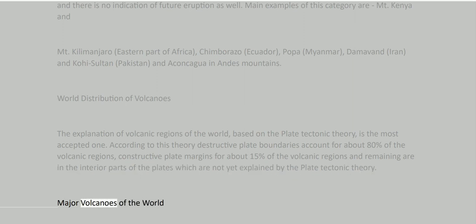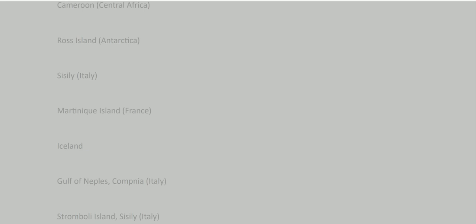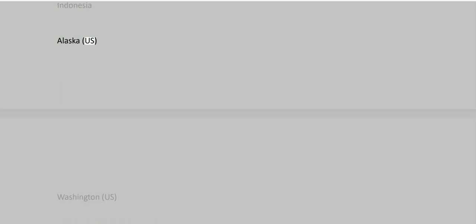Major volcanoes of the world. Volcano: Ojos del Salado, Cotopaxi, Chimborazo, Popocatepetl, Mauna Loa, Mount Cameroon, Mount Erebus, Mount Etna, Mount Pelee, Hekla, Mount Vesuvius, Stromboli, Krakatoa, Mount Katmai, Mount Rainier, Mount Shasta. Country: Argentina, Chile, Ecuador, Mexico, Hawaii Island, Cameroon, Central Africa, Ross Island, Antarctica, Sicily, Italy, Martinique Island, France, Iceland, Gulf of Naples, Campania, Italy, Stromboli Island, Sicily, Italy, Indonesia, Alaska, US.